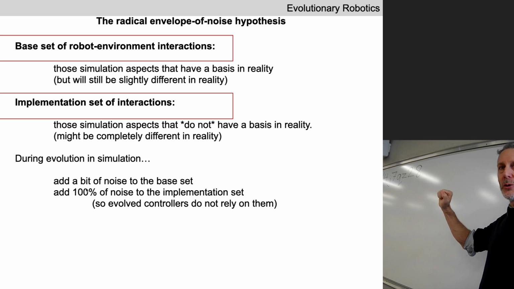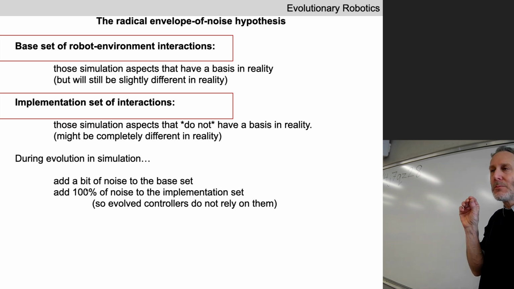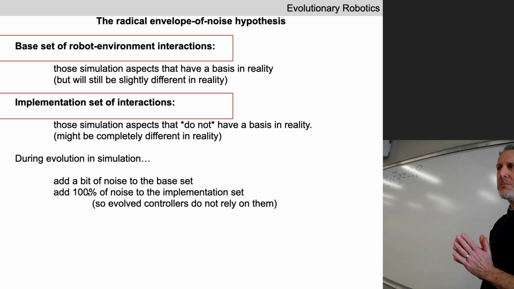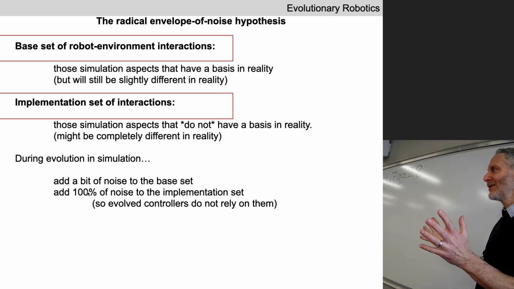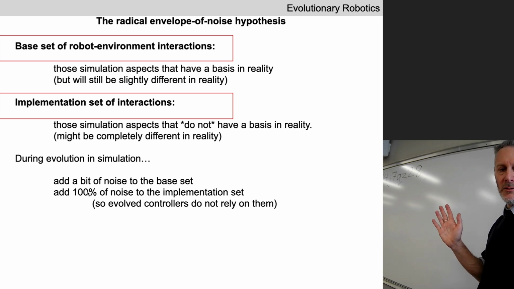These researchers are a little bit paranoid, probably for good reason. They don't think anything has a perfect match between reality and their simulator. So you're going to put a little bit of noise on the base set and 100% of noise on the implementation set. This seems odd. They're going to, how do you make something completely noisy? We'll see that in a moment.